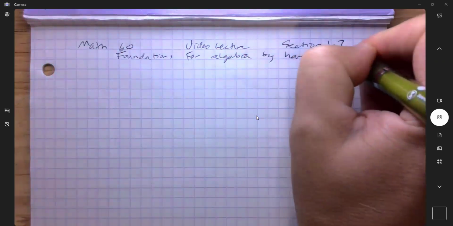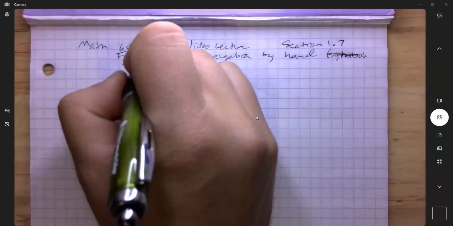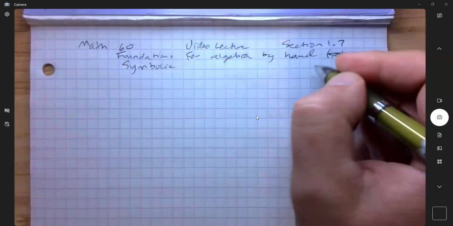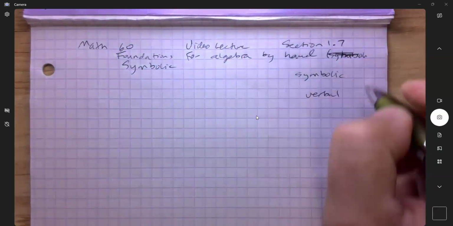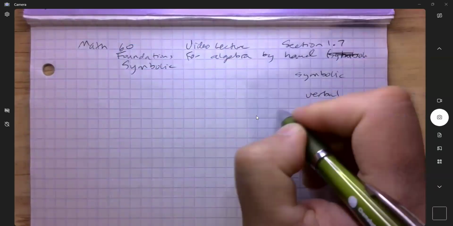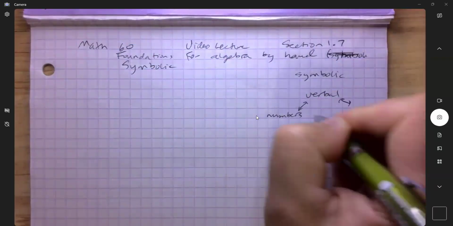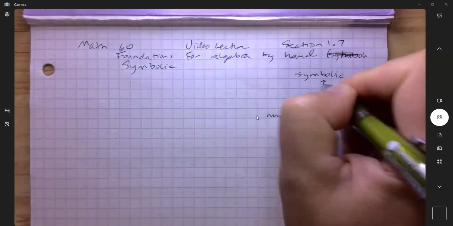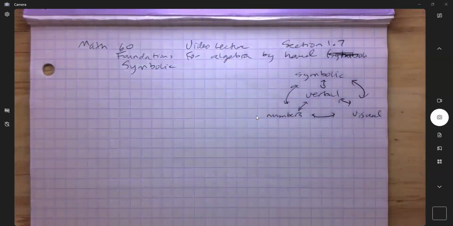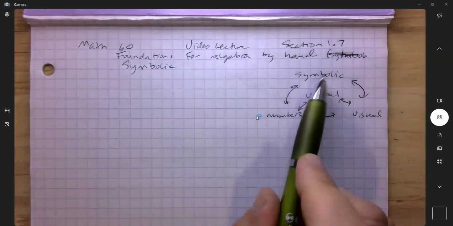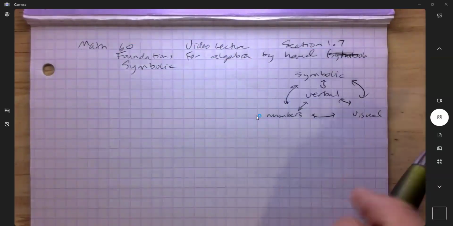Foundations for Symbolic Algebra, right? Because we talked about our four representations: symbolic, verbal, visual, and numbers, and how you can go from one to another, and how that's very useful when you're trying to understand or use mathematical ideas. And symbolic is working with numbers, symbols, equations, etc.